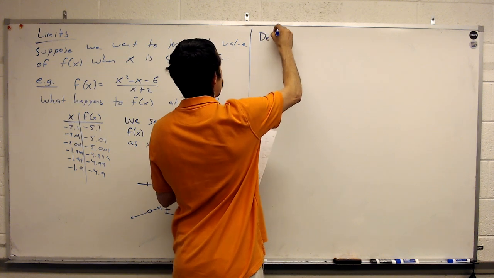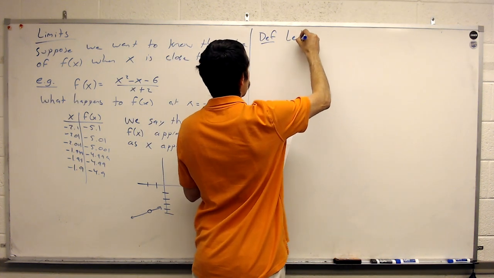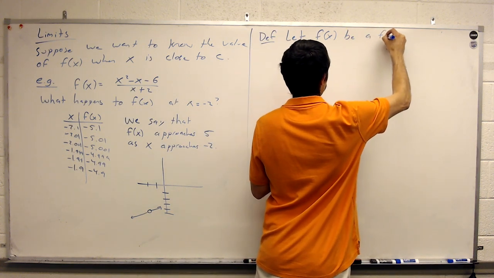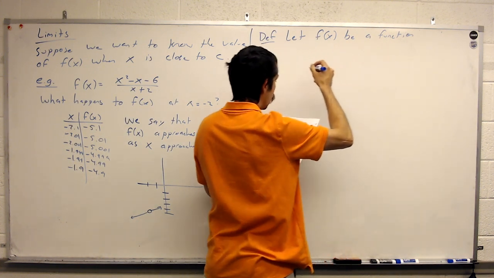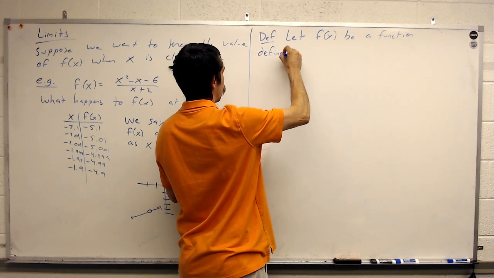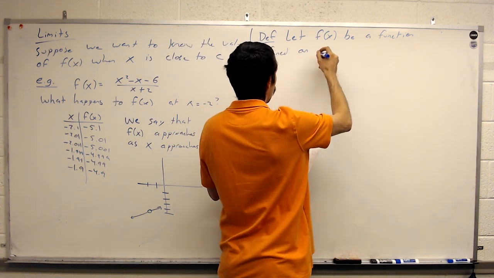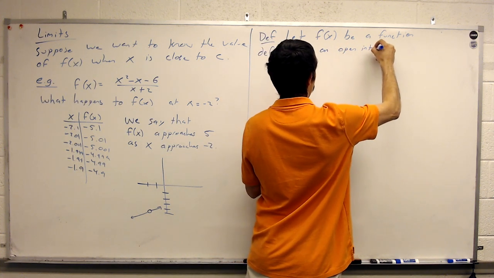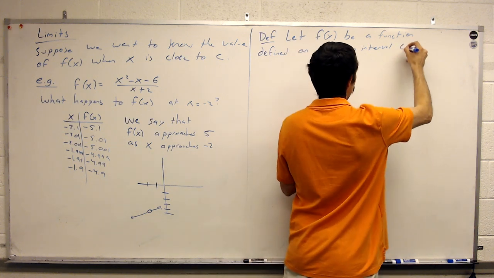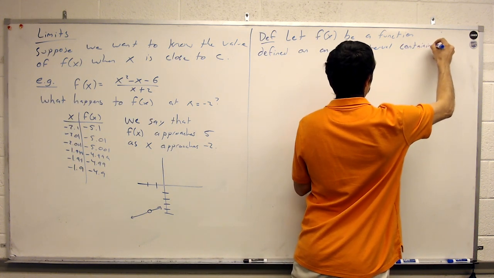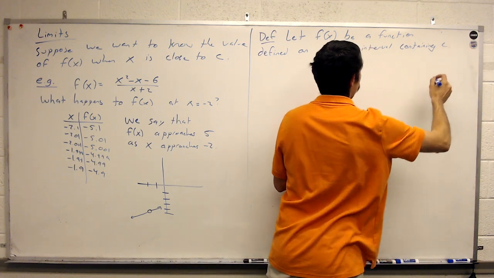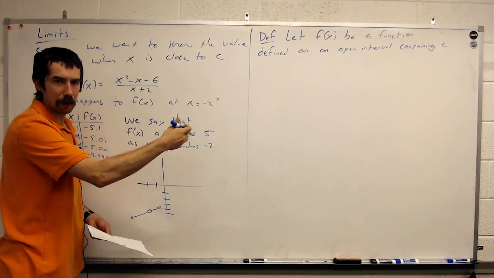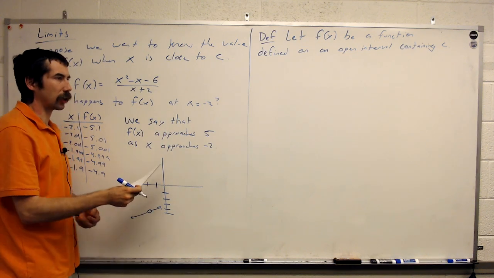So let's define that. Let f of x be a function defined on an open interval containing some number c. In our case, c was negative 2. It's the value that we're going to be interested in, how our function behaves at that point.